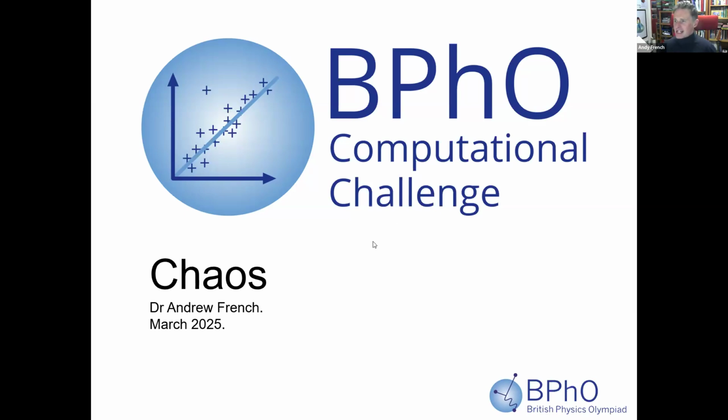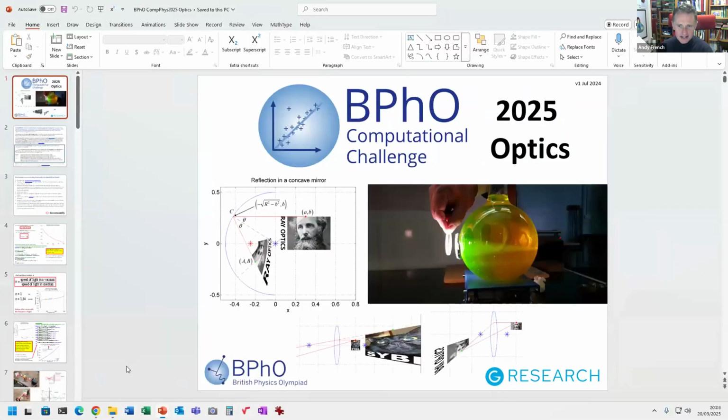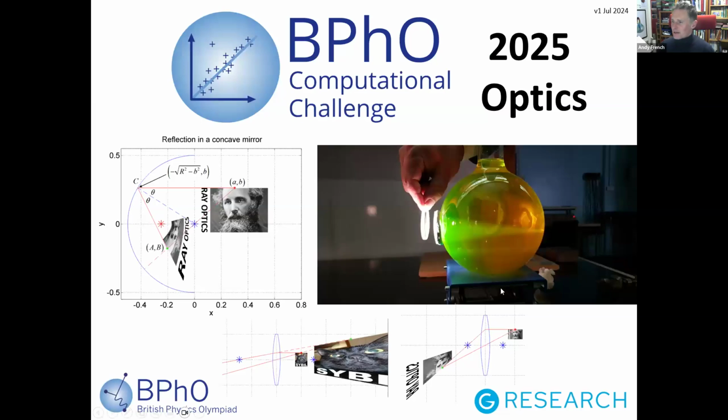This is going to be all about chaos. Hopefully the session won't be chaotic, and I'll explain what chaos actually means. It really means complexity from well-defined rules. So speaking of which, let's look at some well-defined rules of this year's computational challenge. I'm going to duck out of this and look at my other presentation, which is the 2025 challenge on waves and optics, actually optics and ray optics to be precise.